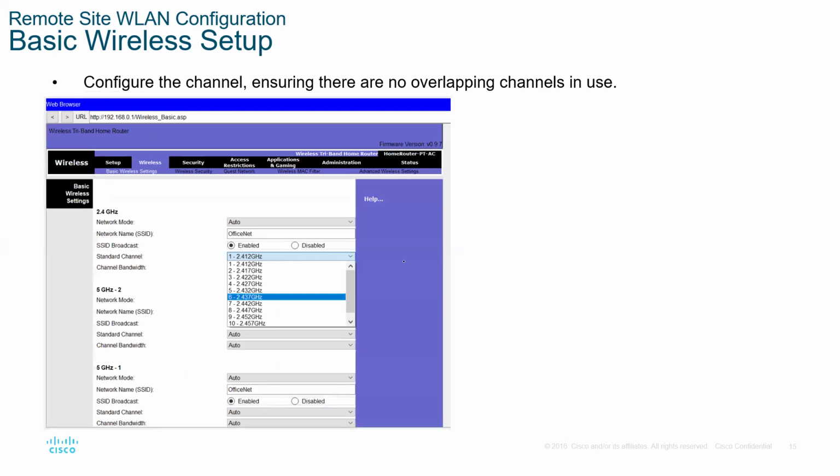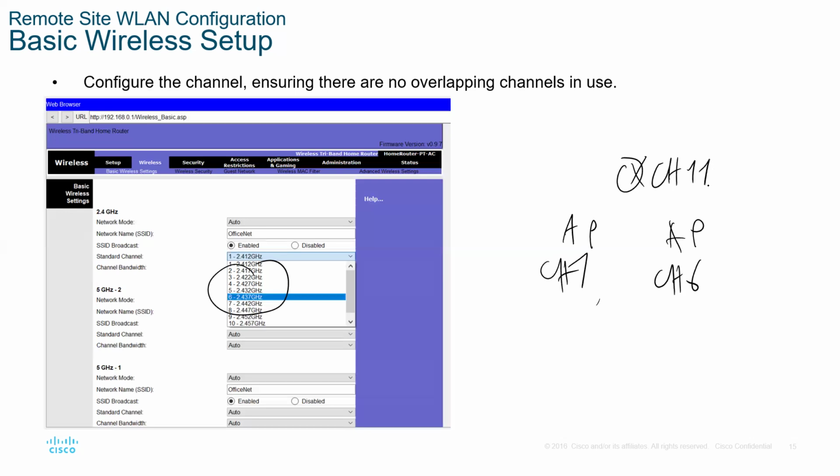Then we go to the channel. We discussed the channels that we have. 2.4 gigahertz has 11 channels that they use. In this example, we selected channel number 6. If you have your wireless router very close to your APs, it will mean this will probably be in channel 1, this will be in channel 6, this will be in channel 11. We discussed that in the concepts.